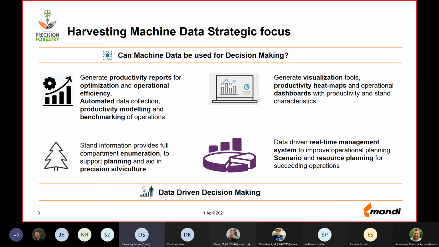This in turn will lead to a data-driven real-time management system to improve operational planning, scenario and resource planning for other succeeding operations, thus creating a data-driven decision-making environment.